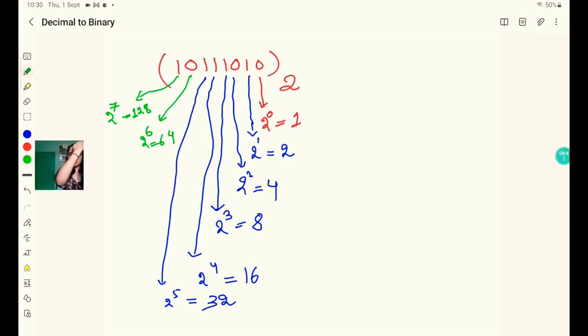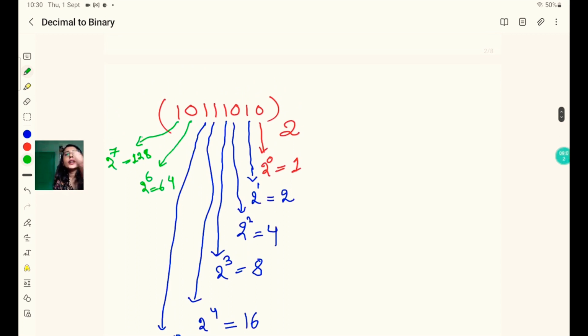Okay, right here we are just going to do that. If you want a much longer number, you can just add more and more numbers on the leftmost position, and then you can write 2 to the power 8, to the power 9, to the power 10, just taking the positions as the power of the base. Okay, so we got the weightages here.